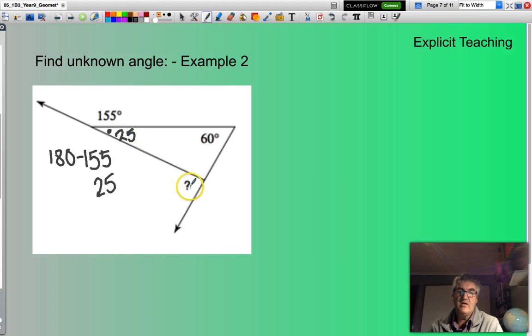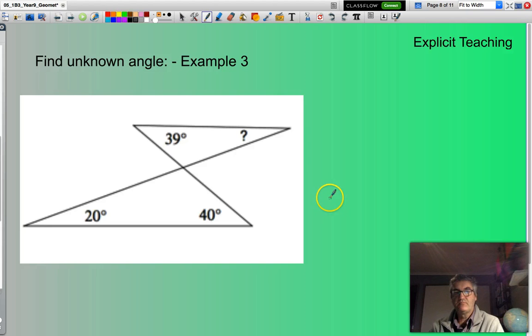Now this angle here, that one there, it's an external angle to the triangle, so that will be 25 plus 60, and that equals 85 degrees. So that is my unknown angle there, 85 degrees. So we'll look at the next one.